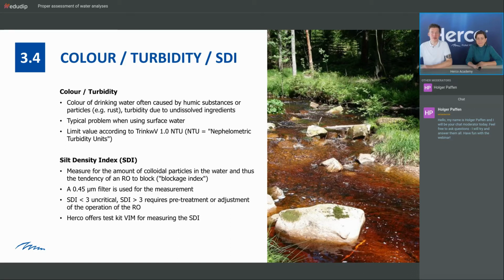NTU is a really horrible word. It's nephelometric turbidity units. I think we also heard that for the first time actually in Long when we researched. Yes, absolutely. So we always talked about NTU. Nobody knew what it meant.